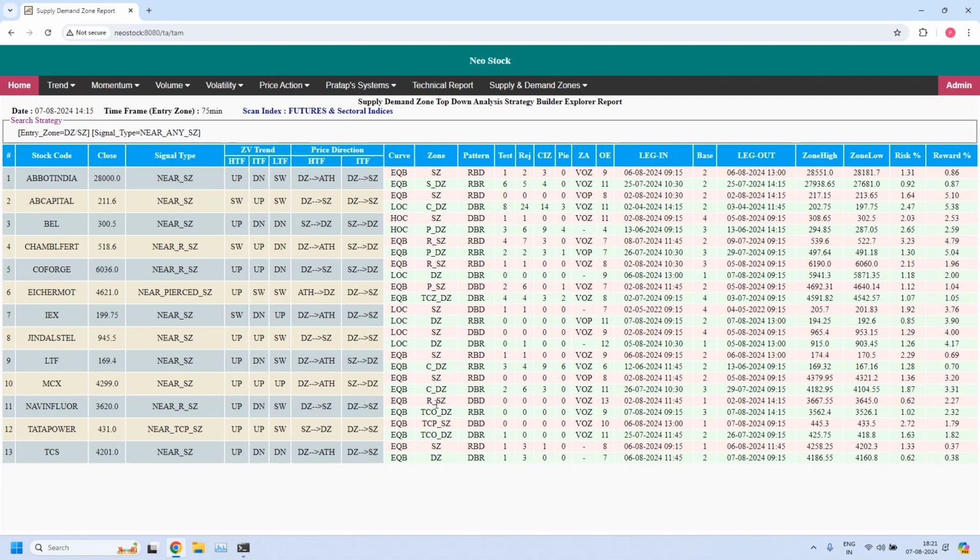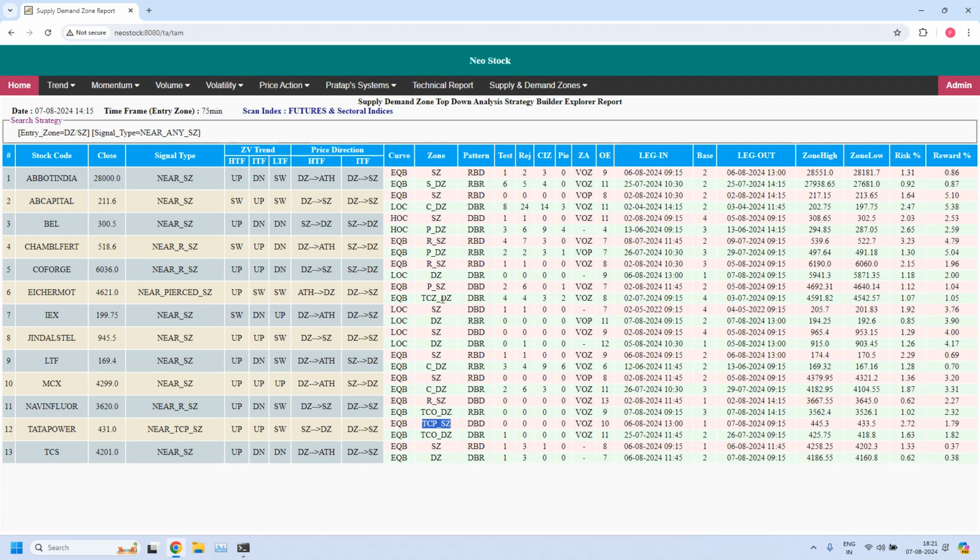And we have one more, Navin Fluorine is a fresh zone, but you should be careful with fresh zones. You should find a fine-tuned 5-minute zone. Next, Tata Power is also a fresh zone. You should look for a fresh fine-tuned 5-minute zone.